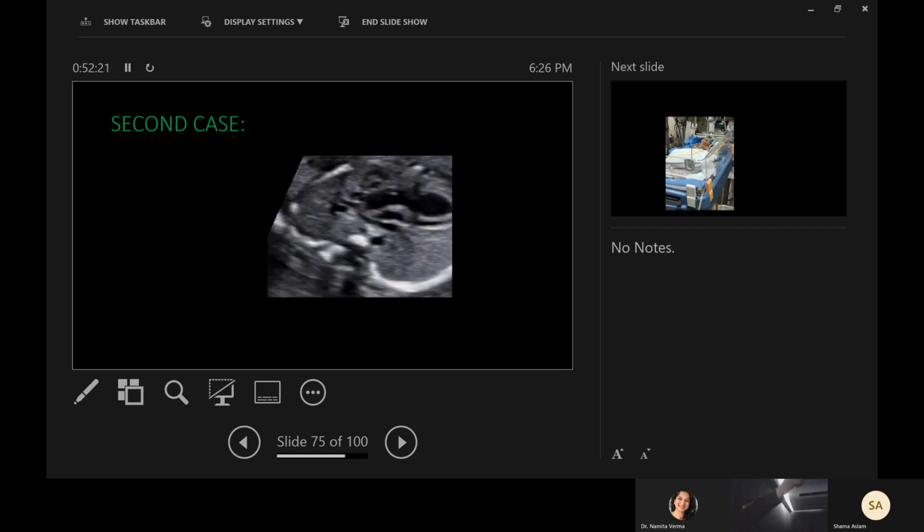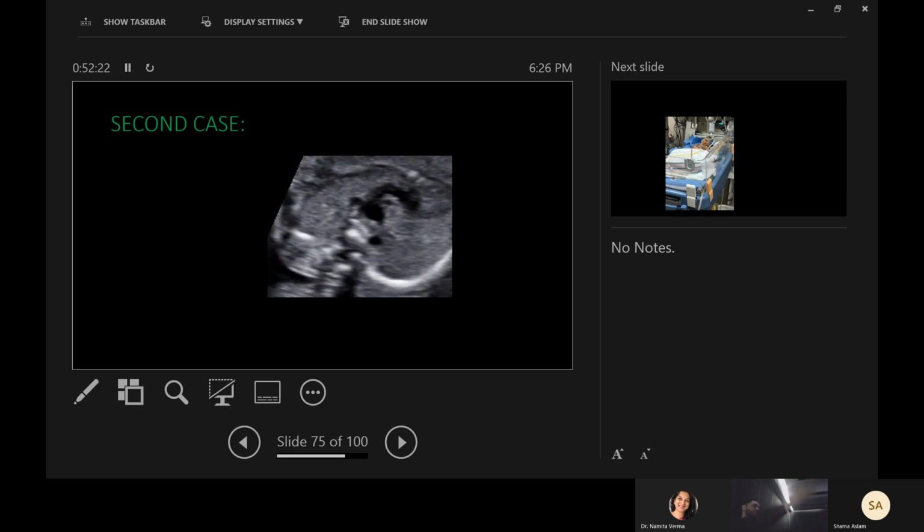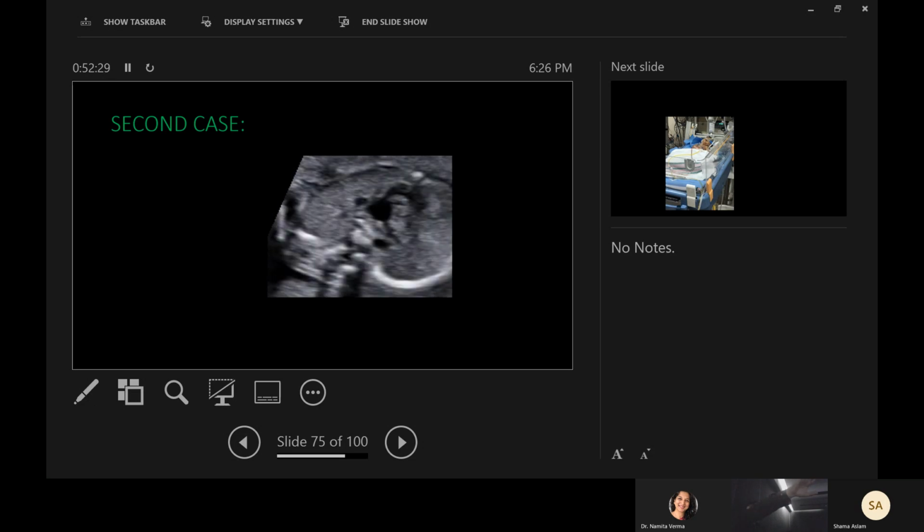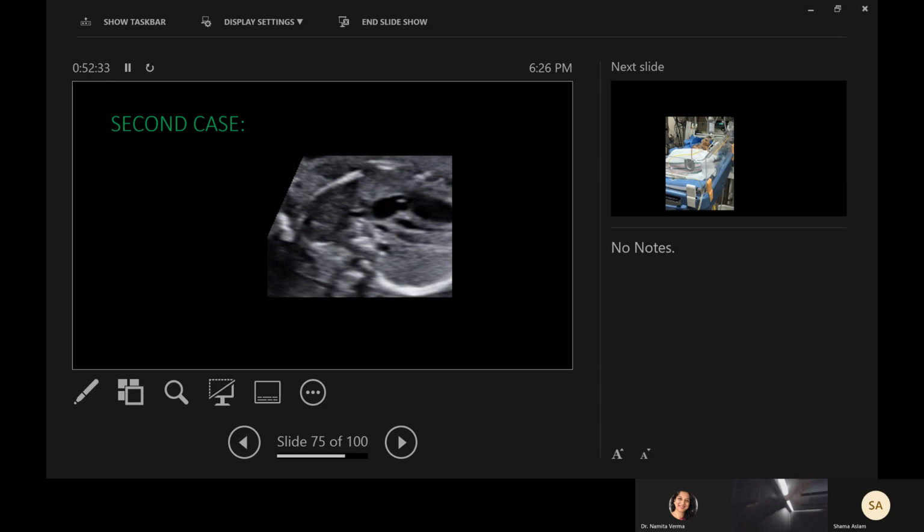You can see the aortic arch. It is on the right side, not on the left side. This is the other vessel, the aorta. It is on the right side. So this is congenitally corrected transposition with D malposition.